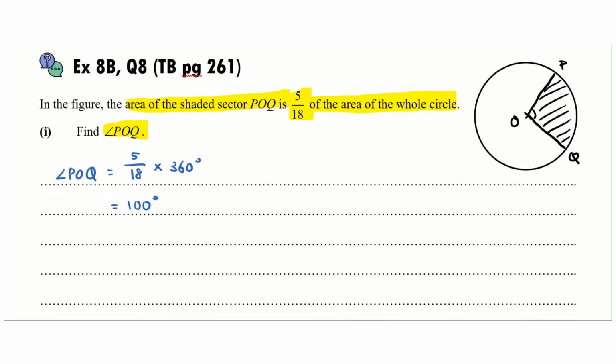We need to keep in mind that the formula for finding the area of a sector is actually proportionate to the area of the whole circle. So if this area that is shaded is 5/18 of the entire circle, and the circle occupies 360 degrees, that means that the sector itself will also occupy 5/18 of the entire circle. So therefore, we can just do a simple calculation of 5/18 times 360 degrees, and we will get the answer 100 degrees.